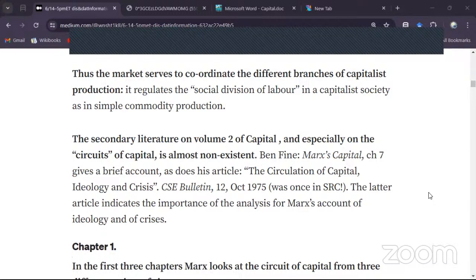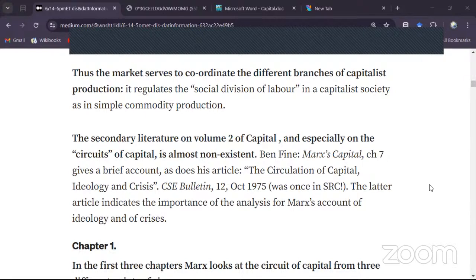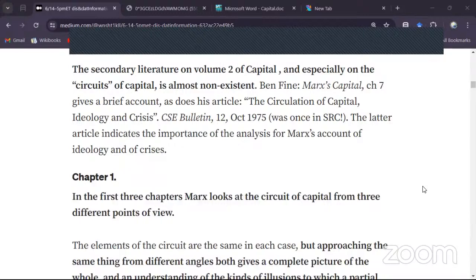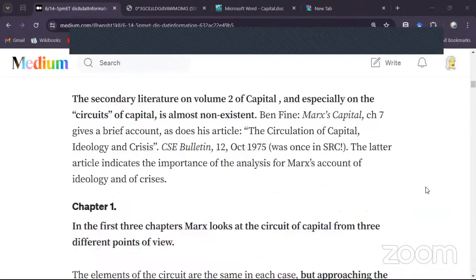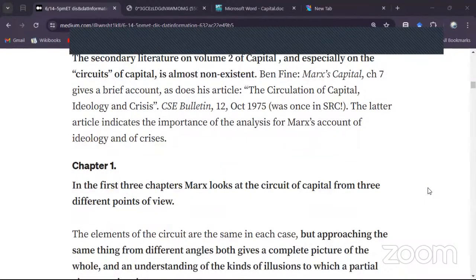Anyway, Ben Fine, Marx's Capital, gives a brief account, circulation of capital, ideology and crisis. I can't remember what the C is. It's socialist economy, it's the SE in the bulletin. The latter article indicates the importance of the analysis for Marx's account of ideology and crisis, and does have a chapter 1, which I'll just briefly do here, so you can sort of see that it's actually important. In the first 3 chapters, Marx looked at the circuit of capital from 3 different points.